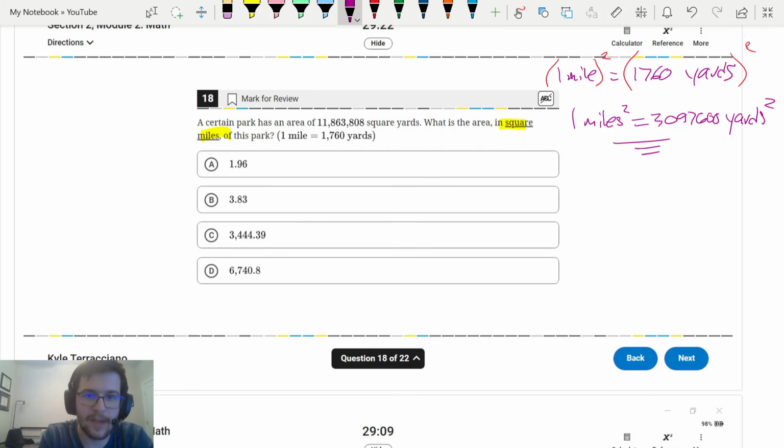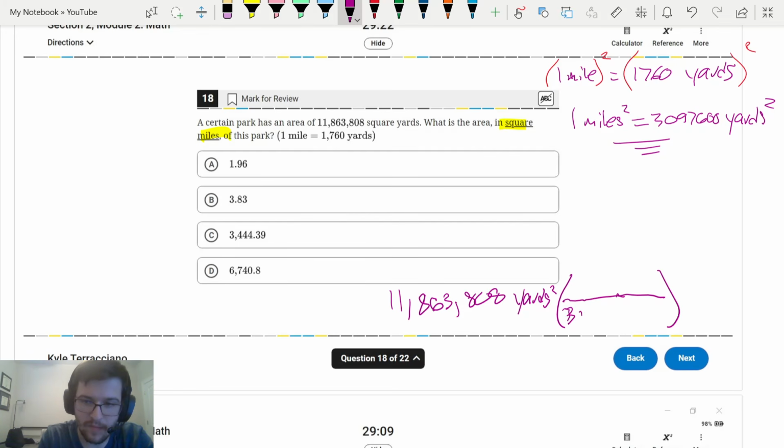So let me go down here and write this gigantic number, 11,863,808 yards squared. And same thing as before, yard squared goes on the bottom so that it cancels. So we're going to put 3097600 yards squared.